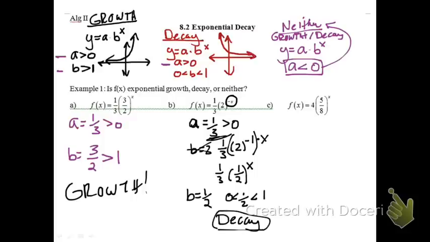Let's do one more together. Here I have an a value of 4 and a b value of 5/8, which I think is like 0.625. It's clearly between 0 and 1. I don't have that negative exponent trick to worry about here because it's just the positive x. And since this is a number between 0 and 1, and my a value is positive, this is another decay model.